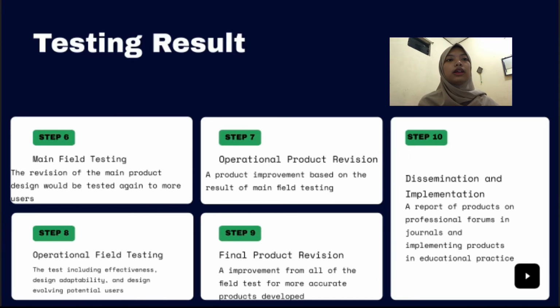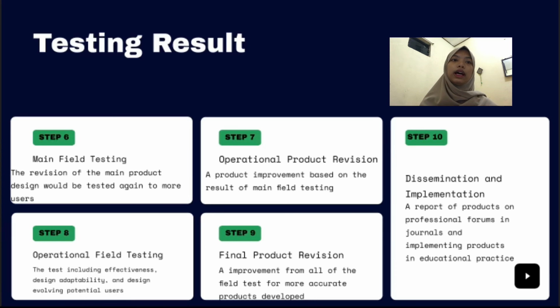Okay, next, operational field testing. This step is the last field test for the testing. So this step should be carried out on a large scale. The tests include effectiveness, design, adaptability, and design involving potential users of the product. The result of the field must be ready to be applied.